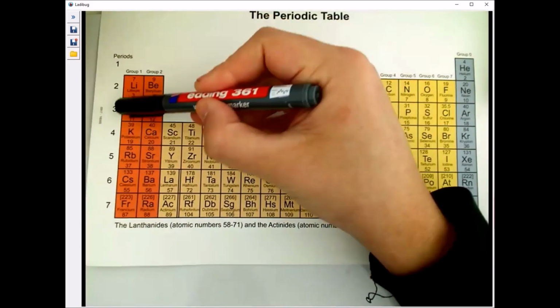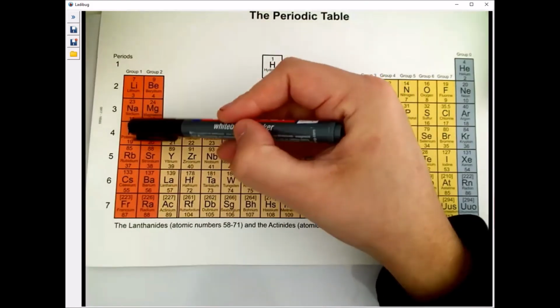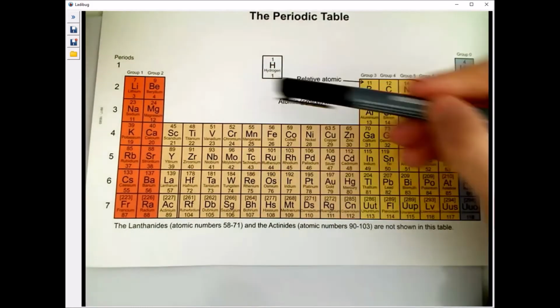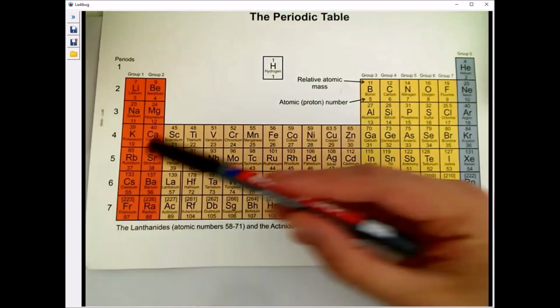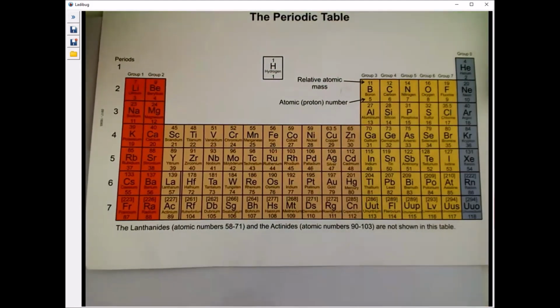So each of these periods tells you the number of shells. So sodium is going to have 3 shells, potassium will have 4 shells, and then the group tells you how many electrons are in it. So these will all have 1 electron in their outermost shell. Nitrogen will have 5 and oxygen 6, and so on.